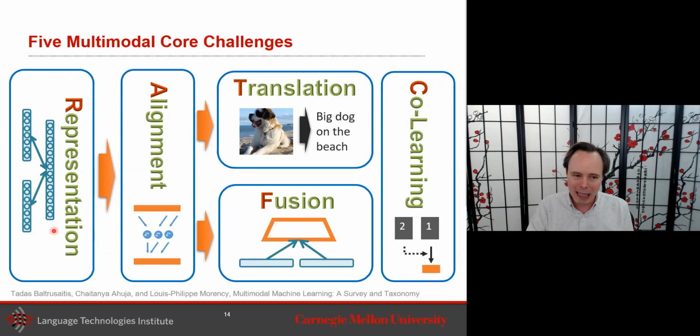This is a core aspect. If you can represent your multimodal data efficiently, taking into consideration the complementarity between modalities, this will help. A second challenge was alignment. I have elements from different modalities that I want to align.